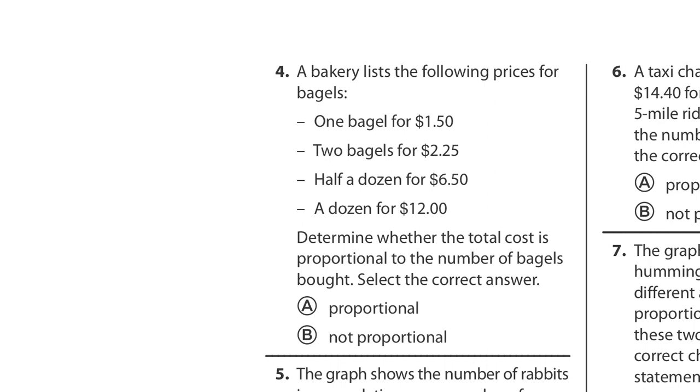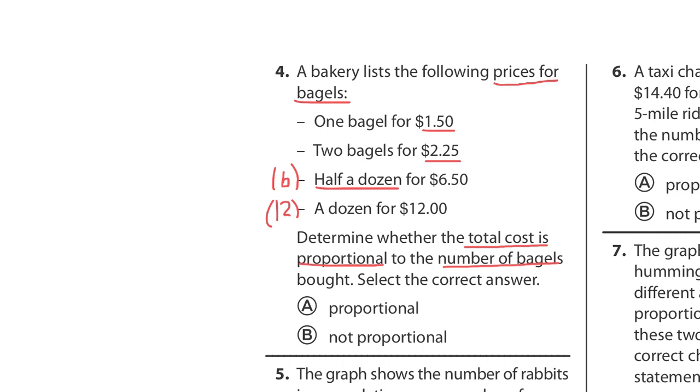Here we go. Number 4 says, a bakery lists the following prices for bagels. We have one bagel for $1.50, two bagels for $2.25, half a dozen bagels, which we know is 6, for $6.50, and a dozen bagels, which we know is 7, for $12. Determine whether the total cost is proportional to the number of bagels.